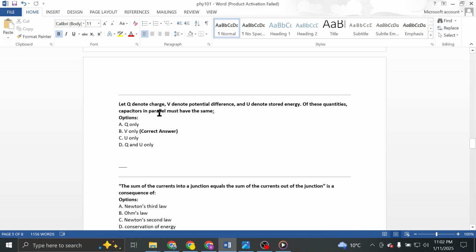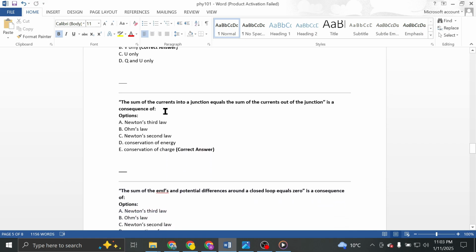Let Q denote charge, V denote potential difference, and U denote stored energy. Of these quantities, capacitors in parallel must have the same. Options: A. Q only. B. V only, correct answer. C. U only. D. Q and U only.